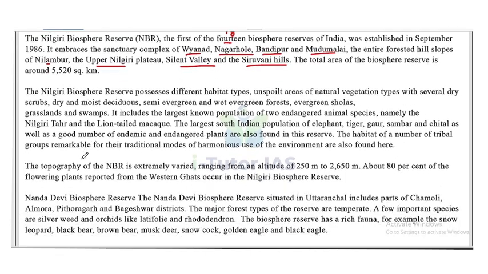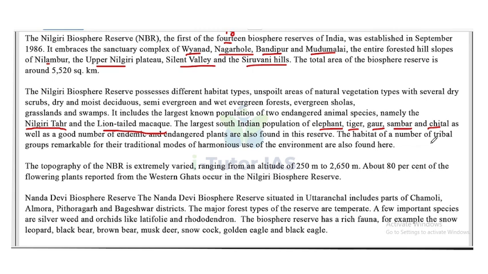The Nilgiri Biosphere Reserve possesses different habitat types, unspoiled areas of natural vegetation with dry scrubs, dry and moist deciduous, semi-evergreen and wet evergreen forest, evergreen sholas, grasslands, and swamps. It includes the largest known population of two endangered animal species, namely the Nilgiri thar and the lion-tailed macaque. The largest South Indian population of elephant, tiger, gaur, sambar, and cheetah, as well as a good number of endemic and endangered plants are also found in this reserve.